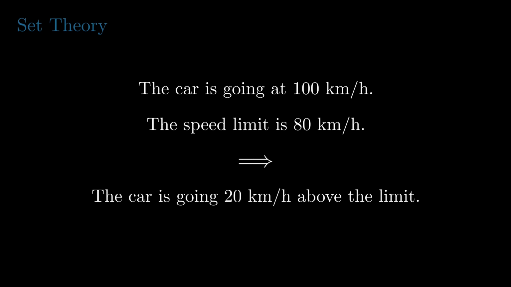As we said, it is possible to get some other propositions from the ones possessed. For example, let's assume as before that the car is going at 100 km per hour, and let's add to it the speed limit is 80 km per hour. We can easily deduce, with a subtraction, that the car is going at 20 km per hour above the speed limit. That is math.